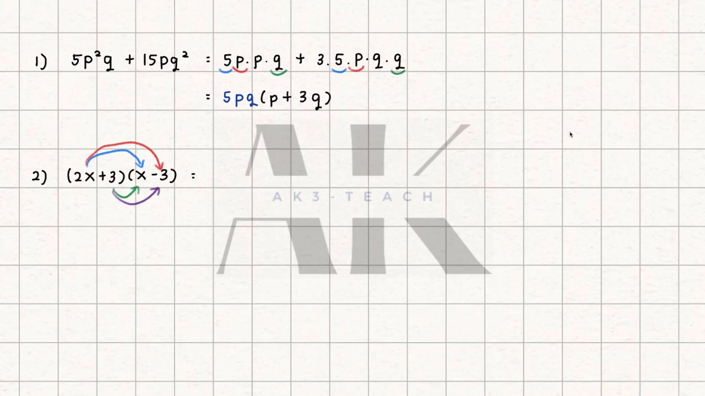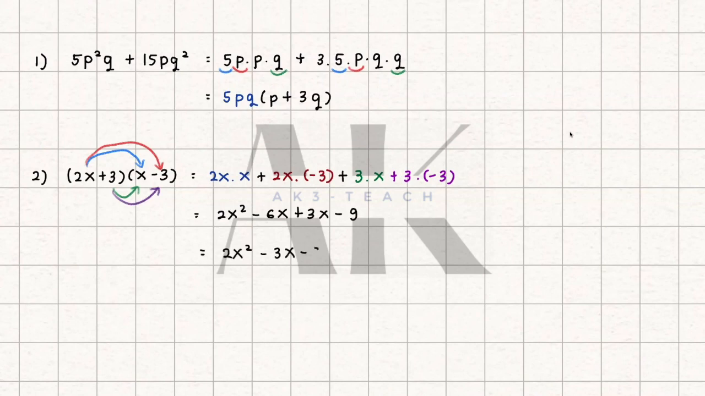So what do I have here? The blue one gives me 2x times x. And then I have the red one, 2x times negative 3. And then I have the green one, 3 times x. And the last one, the purple one, 3 times negative 3. So what do we have? 2x squared minus 6x plus 3x minus 9. And this gives me a final result of this.